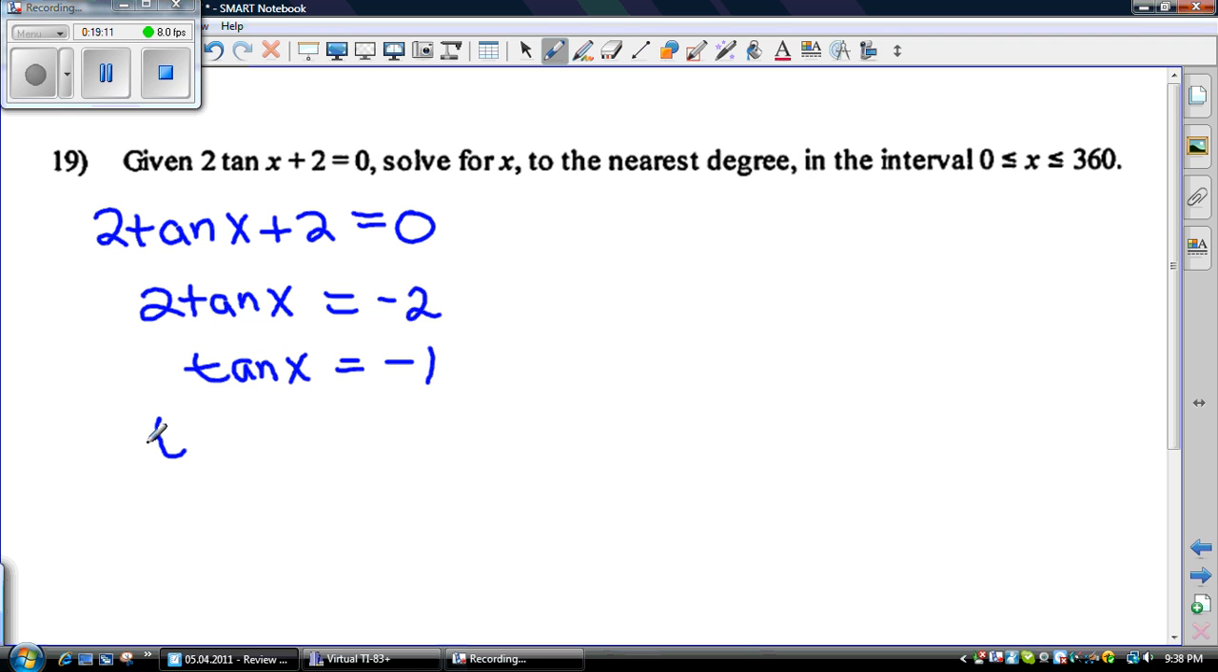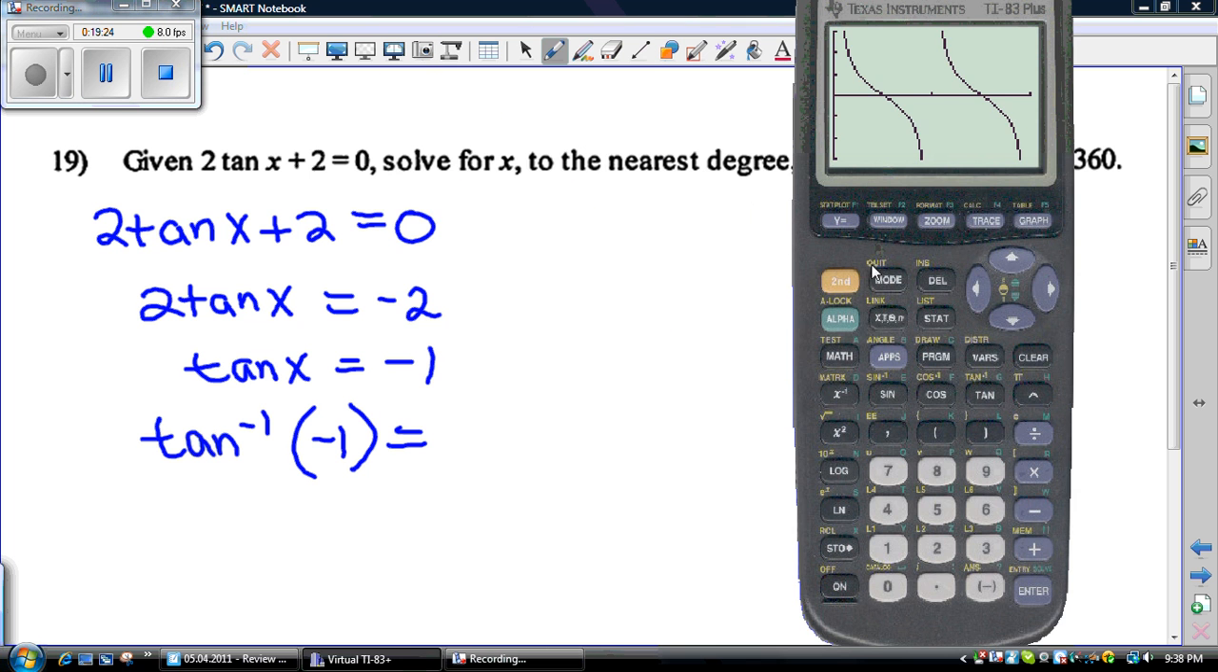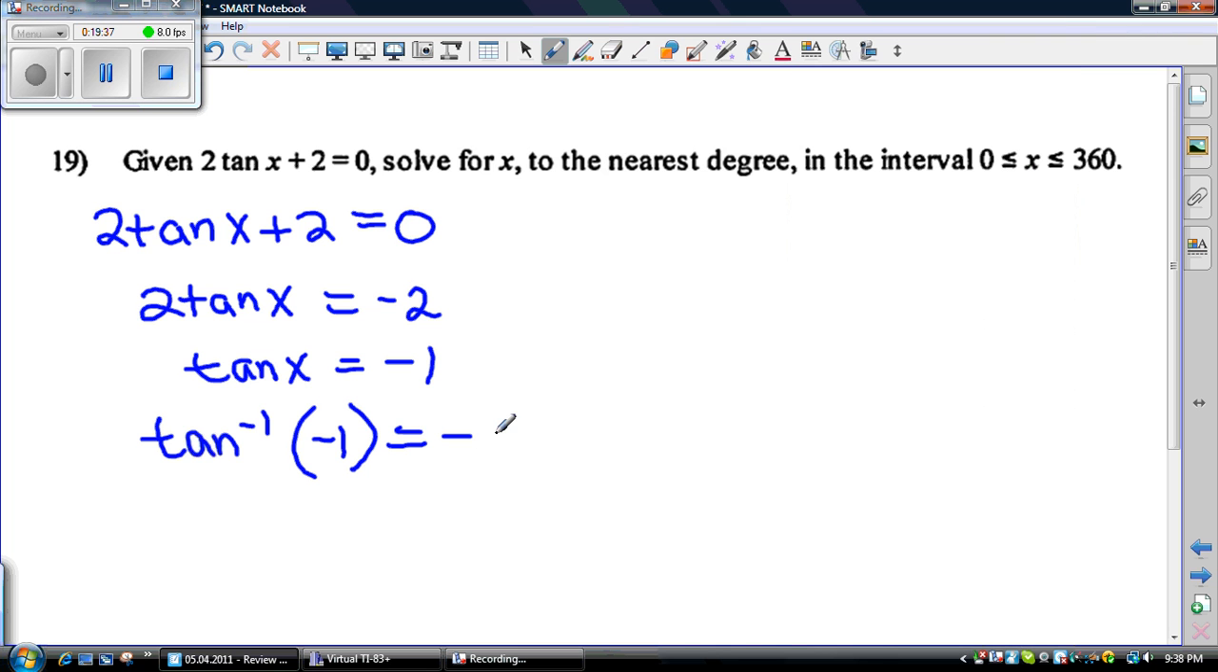Now, how do we find x in this case? You're going to have to inverse the tan. Tan inverse of negative 1 equals, let's see, negative 45. Now, that's a completely appropriate answer normally, except that it tells you that x has to be between 0 and 360. So here's what you say to yourself.